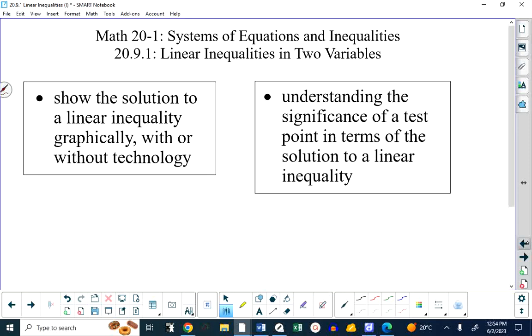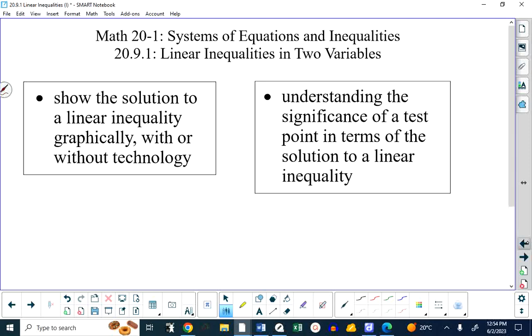We're going to be looking at linear inequalities, which means the variables are raised to the 1, but they will be in 2 variables. And by the way, you already know how to graph linear inequalities with 1 variable. But I don't know that your math teacher has ever just pointed out to you that that's what you're doing.